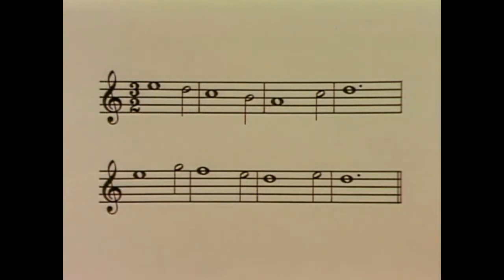Now let's play some examples in varied time signatures. The first one is going to be in 3/2 time, and that means that there are 3 half-note counts in the bar. So you just get a count of 3 to start. 1, 2, 3. 1, 2, 3.